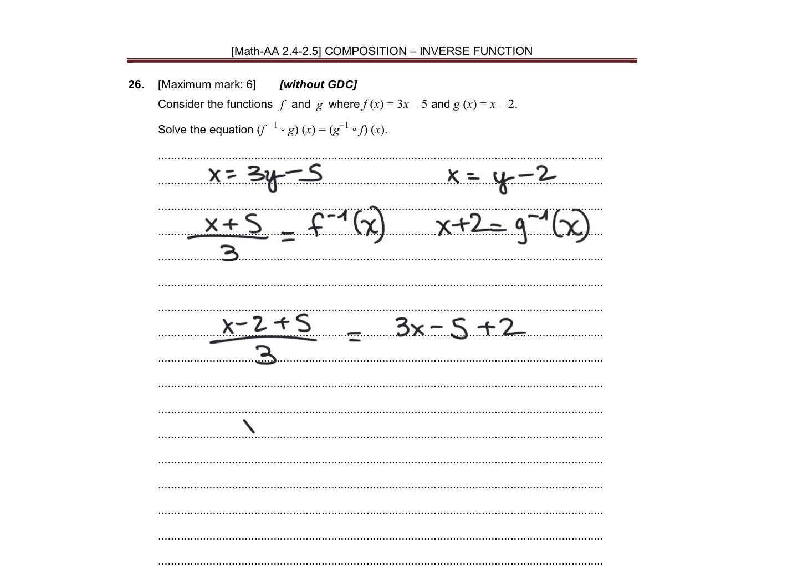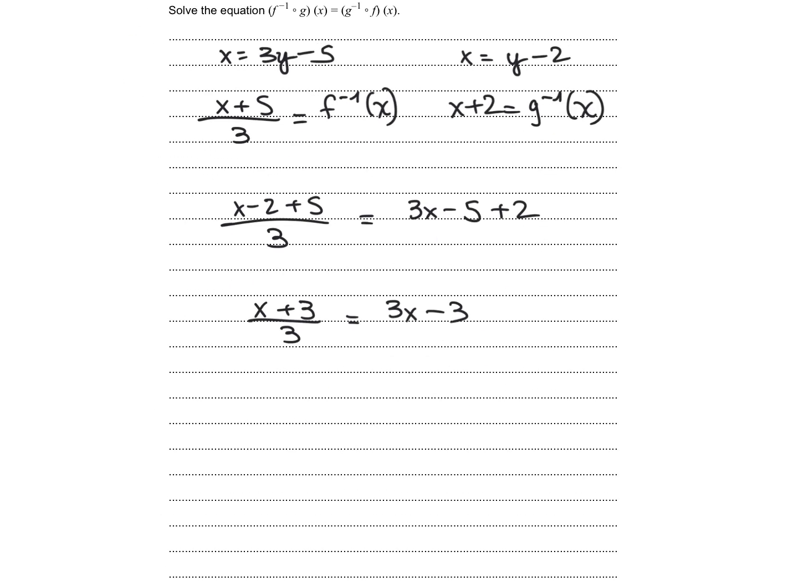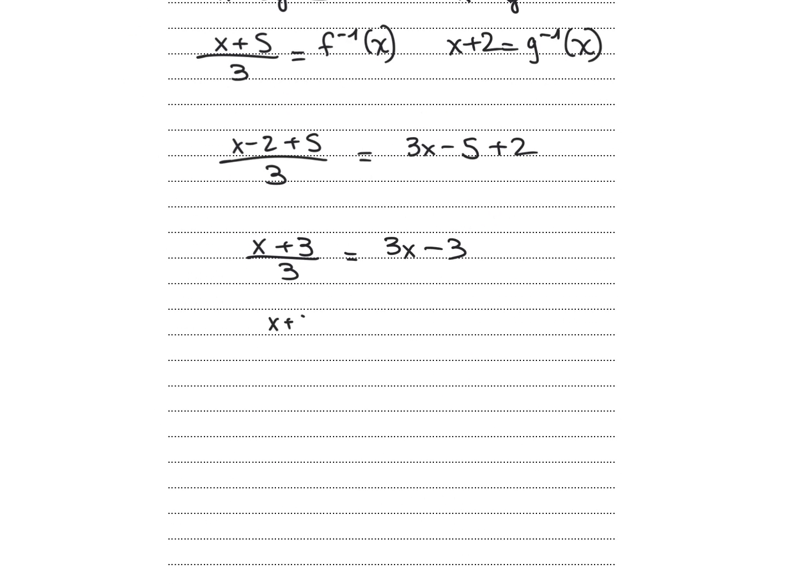So we're going to have (x + 3)/3 and 3x - 3. Let's multiply by 3. So x + 3 equals 9x - 9. And then we're going to have 8x equals 12. So x is going to be 12 over 8, or 4 goes into 12 three times, 4 goes into 8 twice.